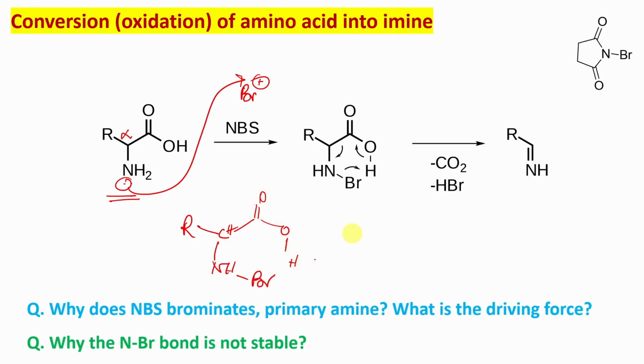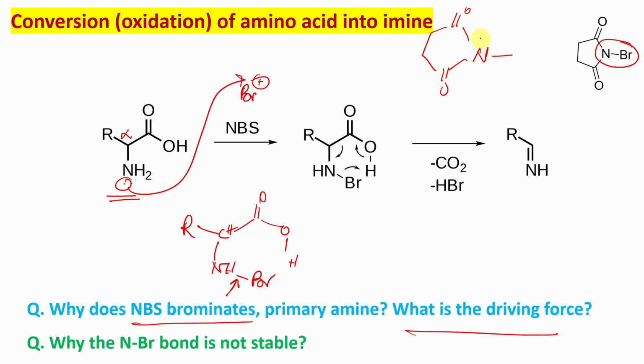Now one question may come to your mind: why does NBS brominate a primary amine? Because NBS means there is a nitrogen bromine bond. As I told sometime before, this NBr bond is not stable, but here also one NBr bond is produced. Question, why is this? What is the driving force for this reaction? Student, if you look at this nitrogen, it is attached to two carbonyl groups which are electron withdrawing in nature, so you can expect the nitrogen lone pair has some delocalization into both of these carbonyl groups. So resonance stabilization, fine.